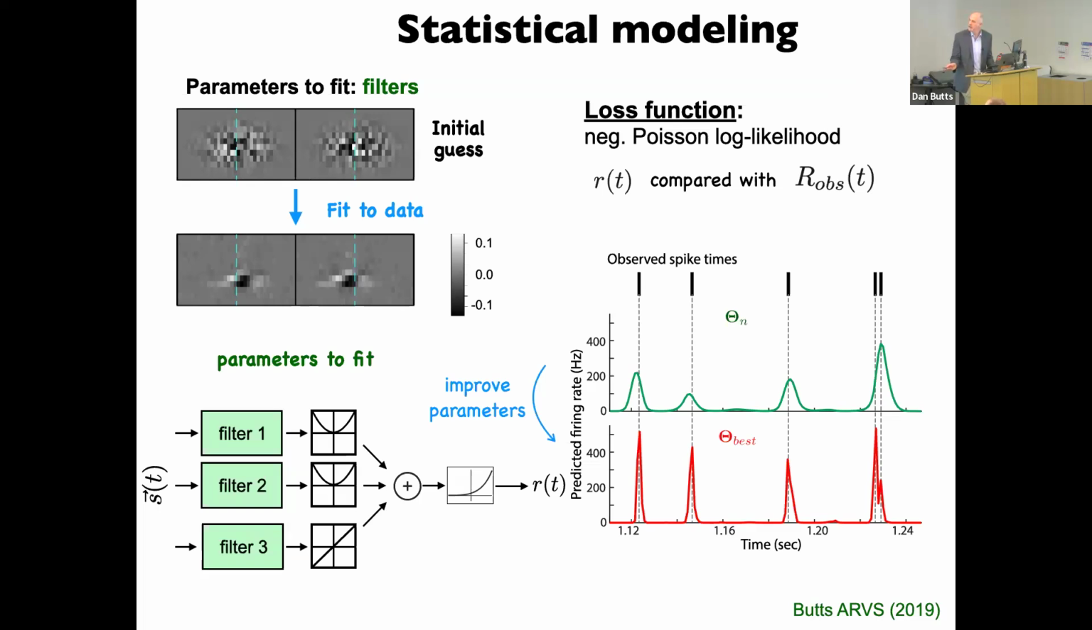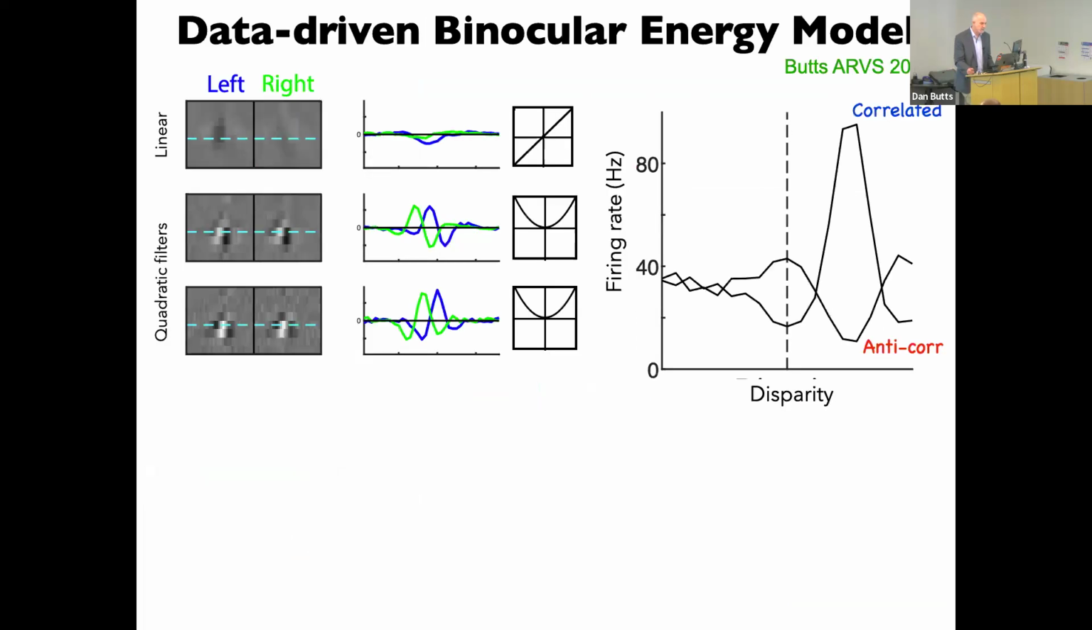Again, you choose a particular mathematical form and you apply it to data, and when you use that to fit, in this case, a nice complex cell that we recorded in V1, you get exactly what the binocular energy model would predict. So first of all, this is the response of the neuron to correlated and anti-correlated disparities. But you have more or less no linear filters, and then you have quadrature pair filters.